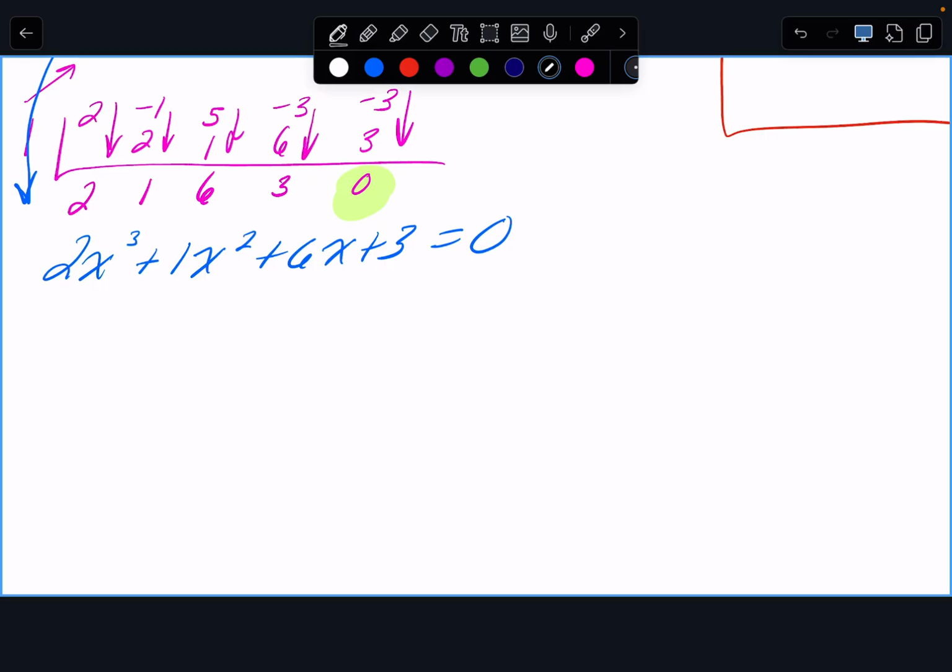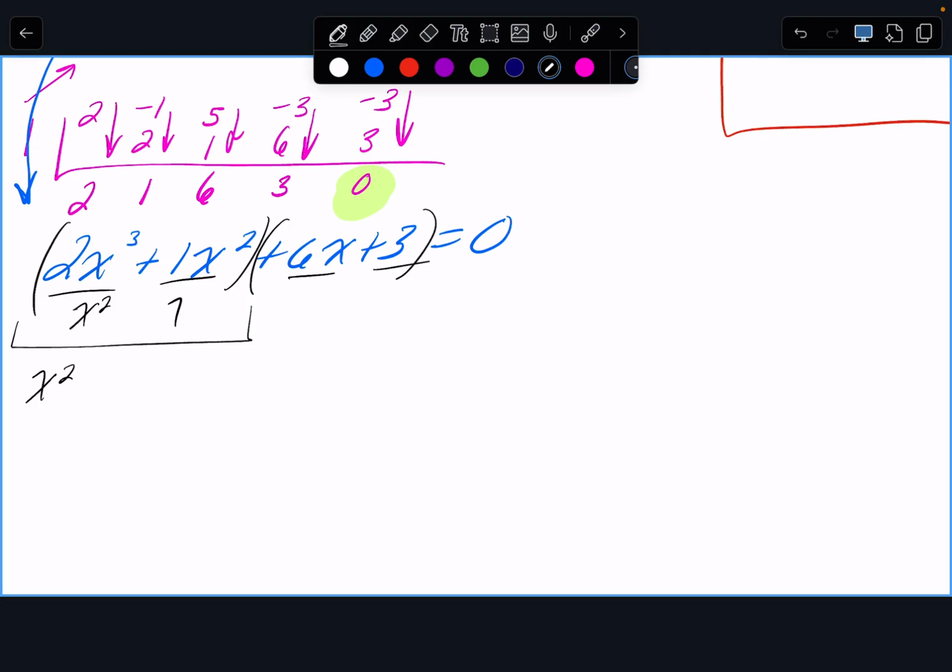So now my question for you is, is grouping going to work here? There's 4 terms. Let's try grouping. Or do you want to keep testing? Would you rather finish by grouping or synthetic division? Grouping. All right, let's do grouping then. Pull out a GCF of x squared.